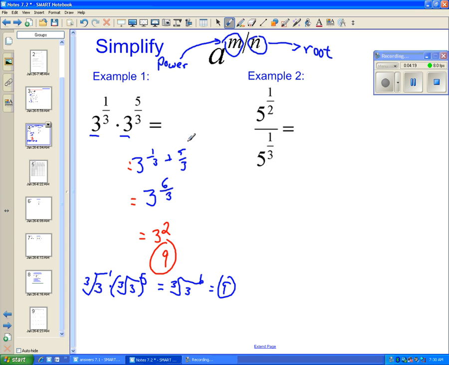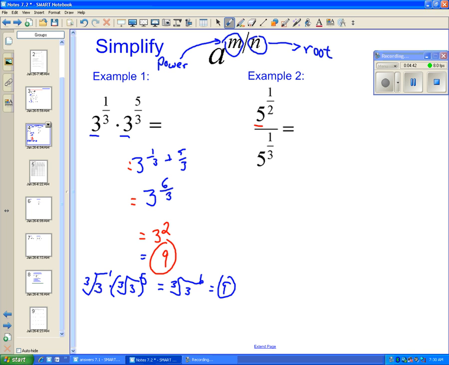But using just my fractions makes it a lot easier. 1/3 plus 5/3 is 6/3. 3 to the 6/3 is 3 squared, which is 9. So yes, could I do it using roots and powers? Yeah. Are fractions easier in this case? Yes, they are. Here's another case that fractions are easier.